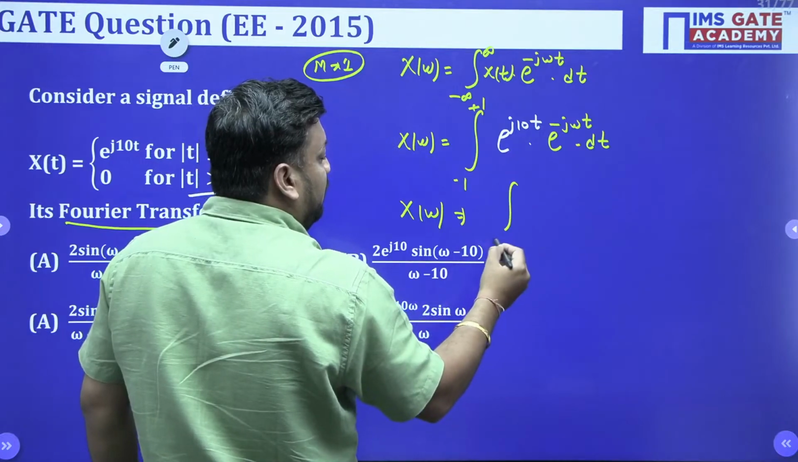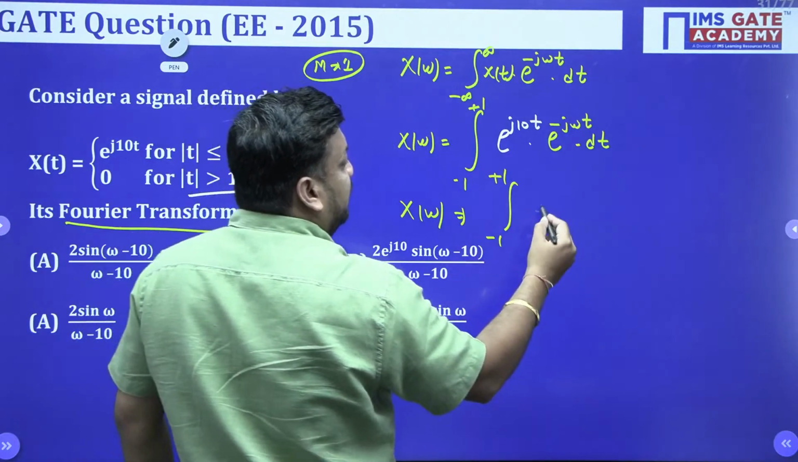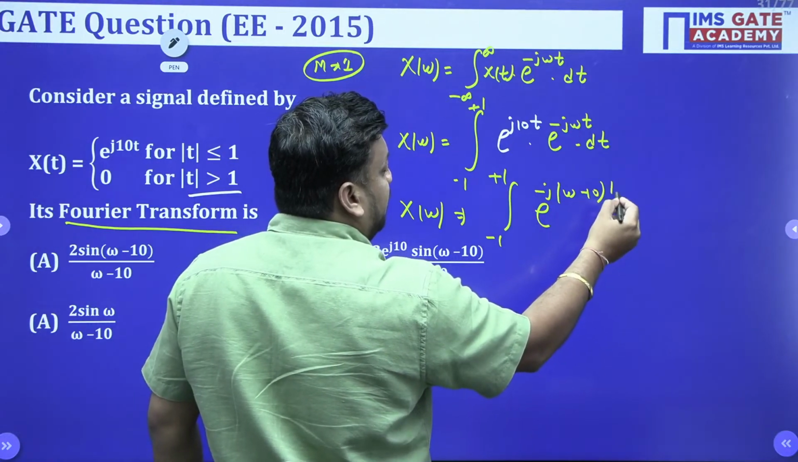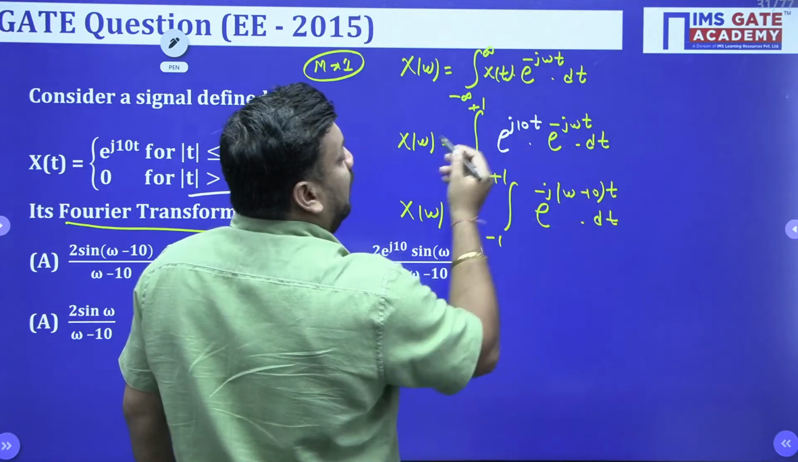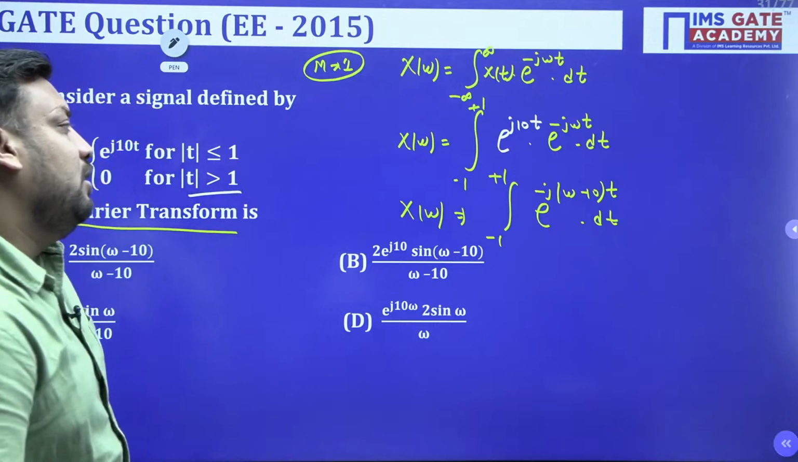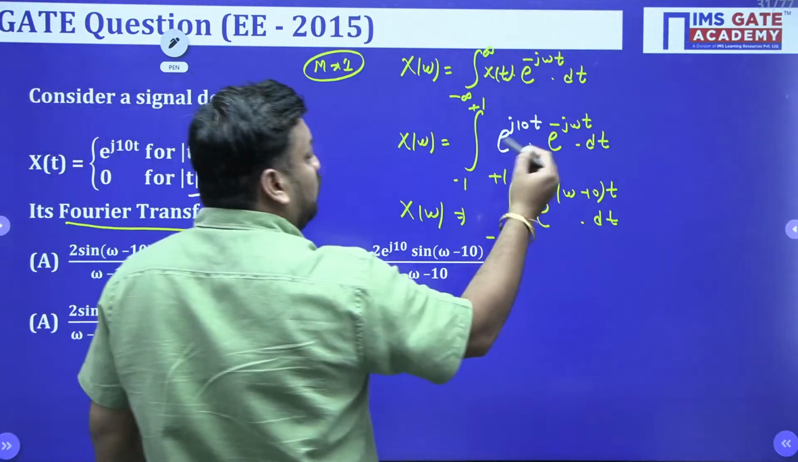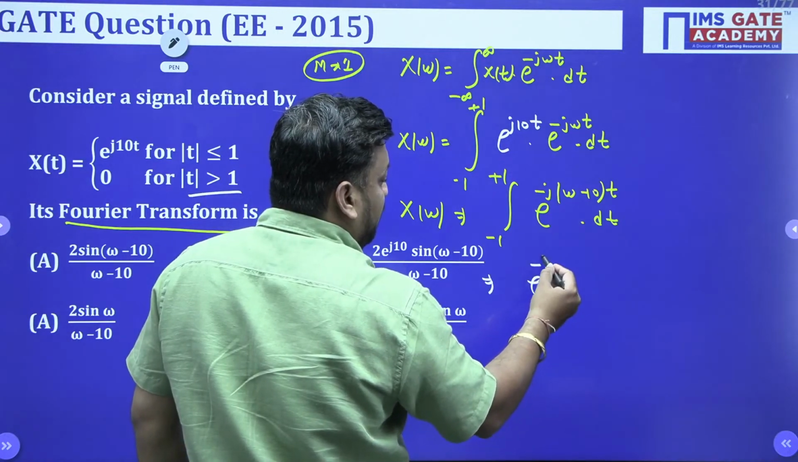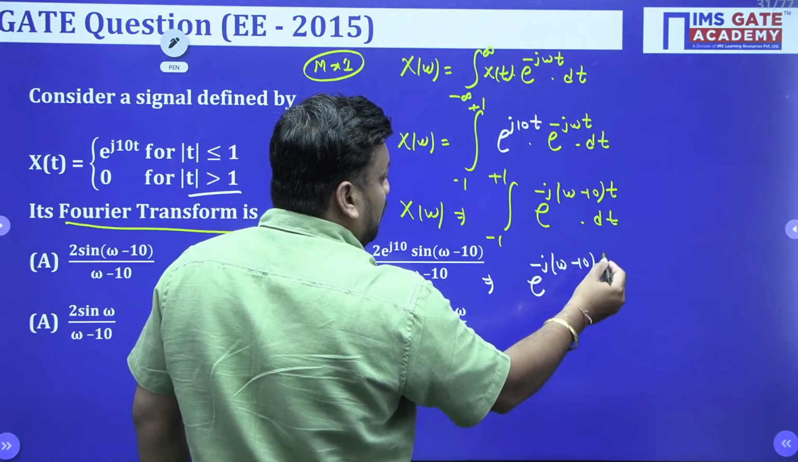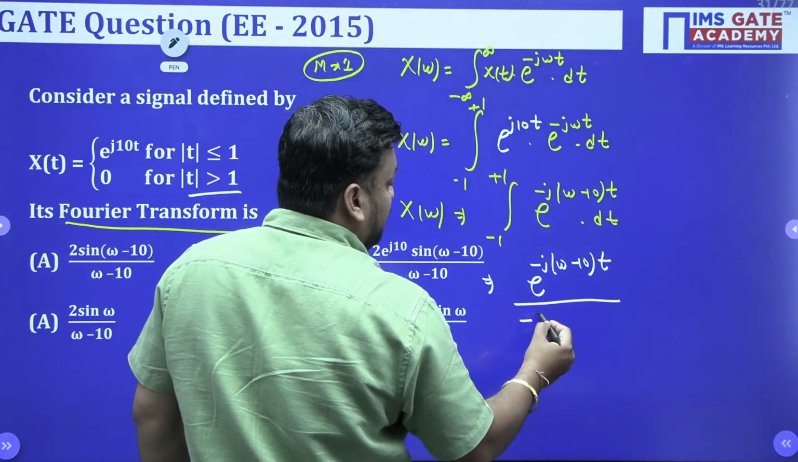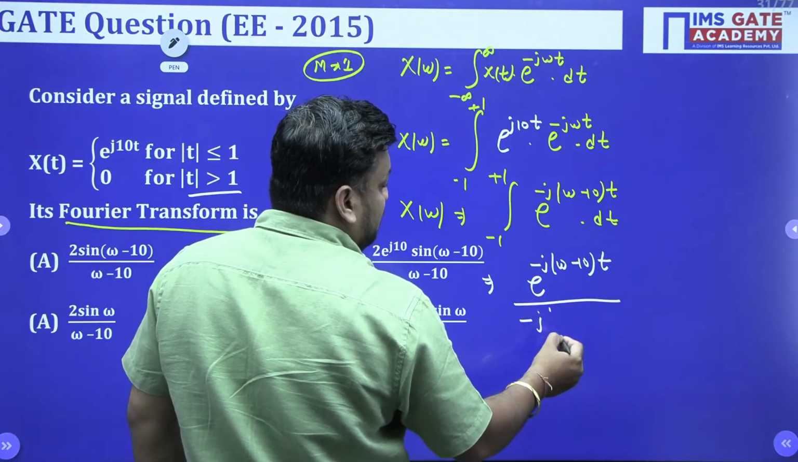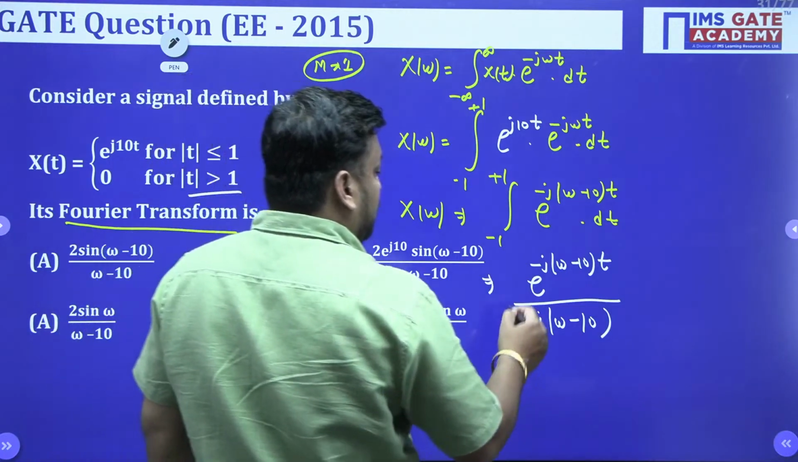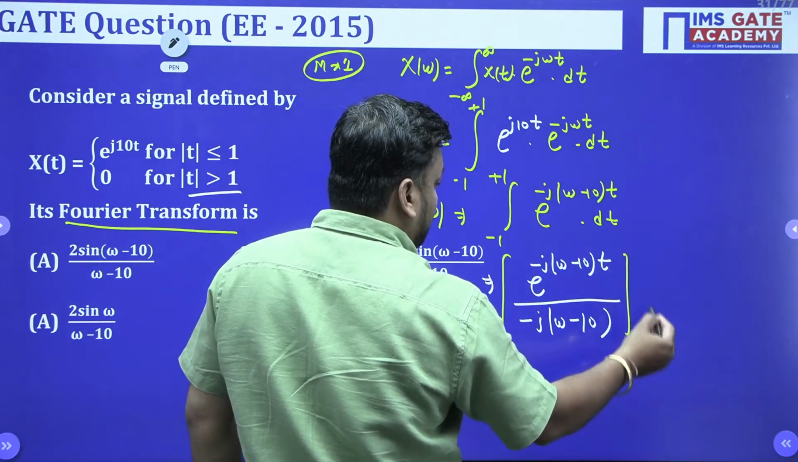So here, student, the limit is minus 1 to plus 1. Can I arrange it like this? e to the power minus j (omega minus tan) into t into dt. I am just taking j and t outside, so inside the exponent minus j is also outside, so (omega minus tan) into t. So when you integrate, you will get e to the power minus j (omega minus tan) t upon minus j (omega minus tan). Why this? Because with respect to t you are integrating, and here the limit goes from minus 1 to plus 1.